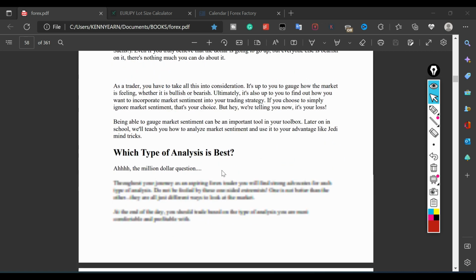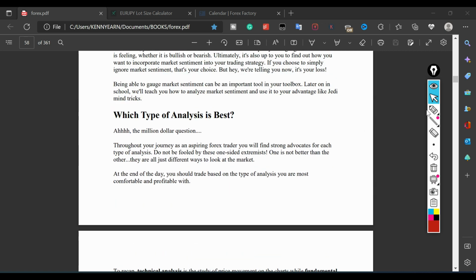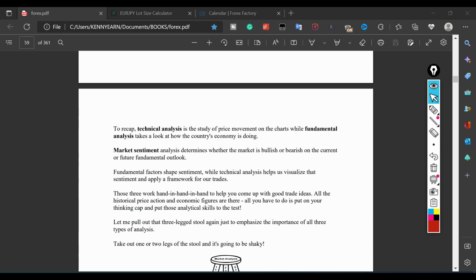So which one is the best? Which kind of analysis is the best? This is kind of like a $1 million question. I've said it. Technical analysis with the backup of fundamental analysis. That's all you need to trade the markets professionally. So you'll be good. Once you can analyze the markets with technical analysis and use the fundamental analysis to look out for what the economic data are saying, I think that's good for you.